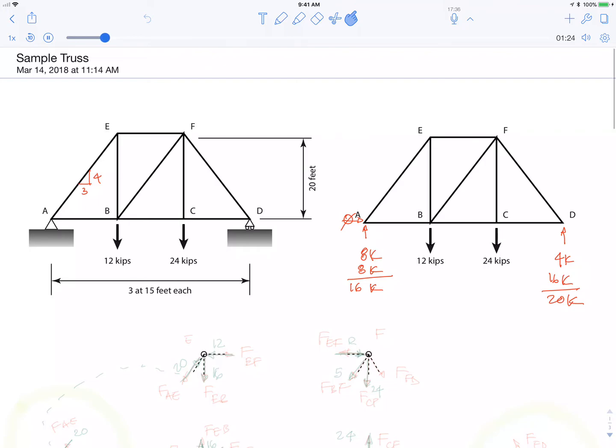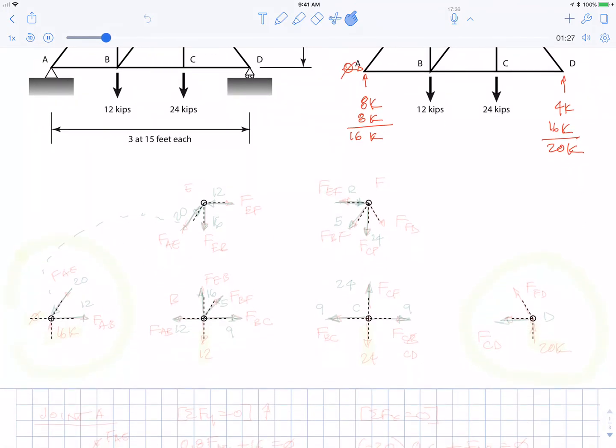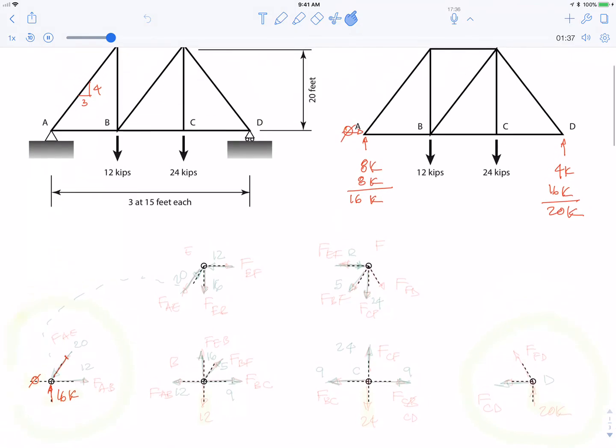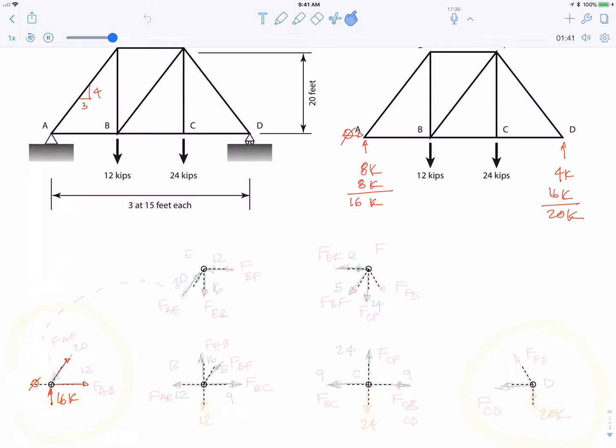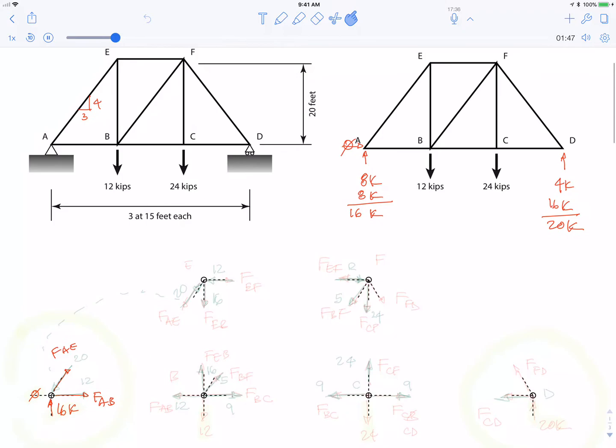Next, I'm going to draw the free body diagram of every joint with what we know. So we know that this is 16 kips there. That's 0. And if we don't know what a force is, I'm just going to draw it in tension. So that's FAE, FAB. And equal and opposite, there will be a FAB there. And this is a FAE pointing from E to A.